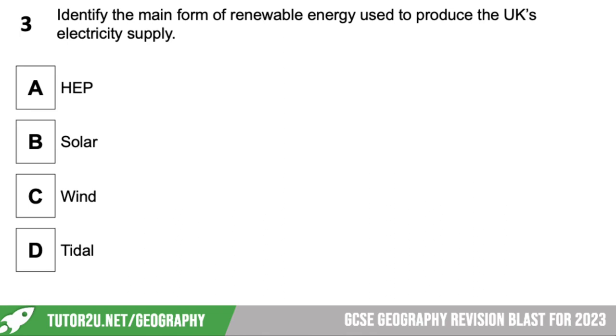Number three, identify the main form of renewable energy used to produce the UK's electricity supply. Is it A, hydroelectric power, B, solar, C, wind, or is it D, tidal? Okay, let's reveal, it is wind. And there were some occasions last year where on certain days of the year, wind energy accounted for about 35% of all energy in the energy mix that day.